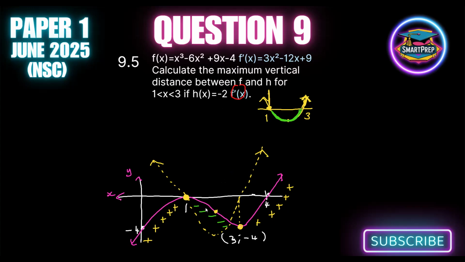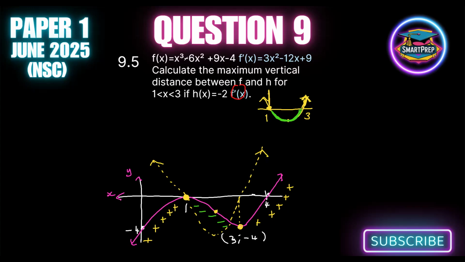I'll do this in orange. It could be this distance here, or it could be kind of this distance here, right? So either the pink graph, the f of x, could be higher than the f dash of x. Okay.